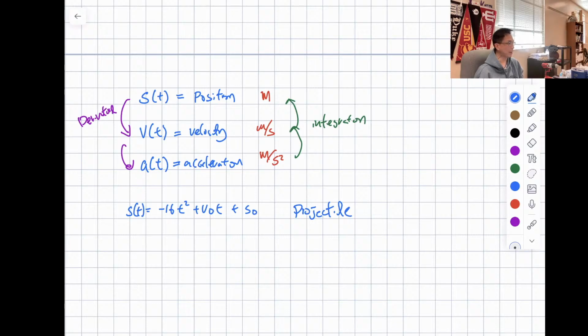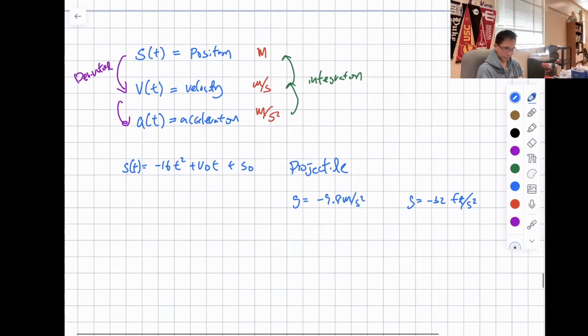Now, projectile equation. We're going to give you the overall picture of what this is. For projectile, we have two different gravitational constants. What are they? It's negative 9.8 meters per second squared, which is what we use in physics. But what we use in math is negative 32 feet per second squared. So we know that.